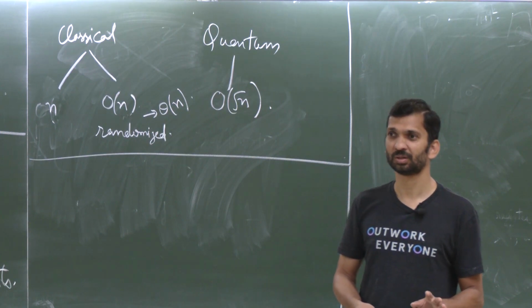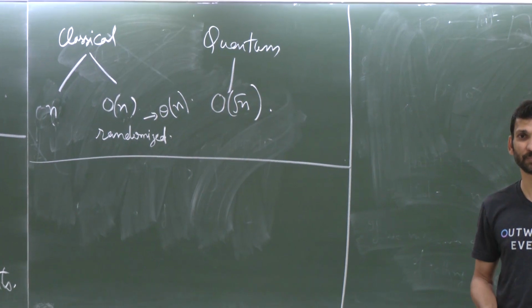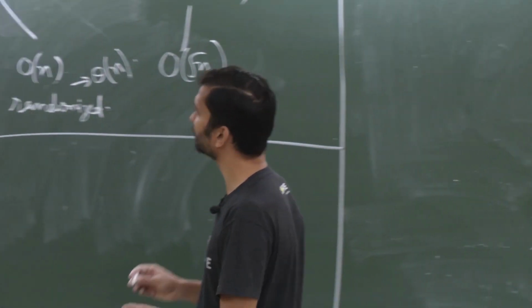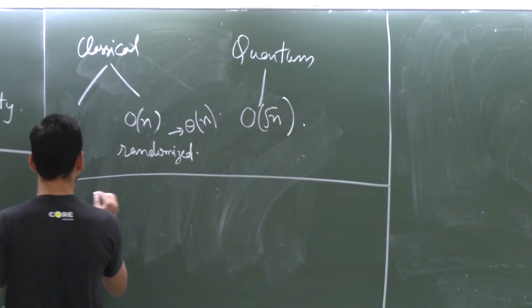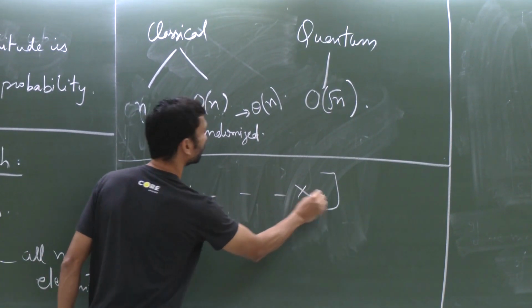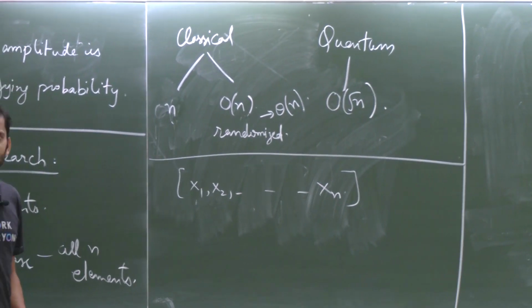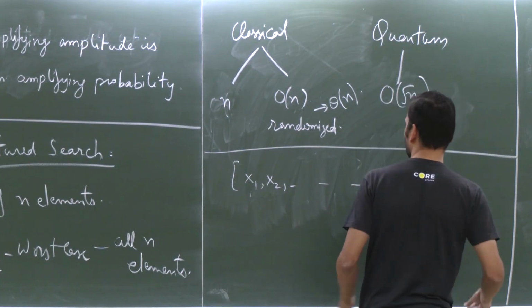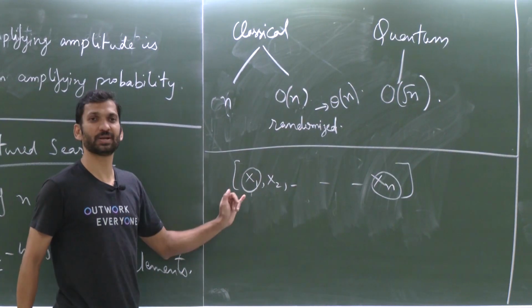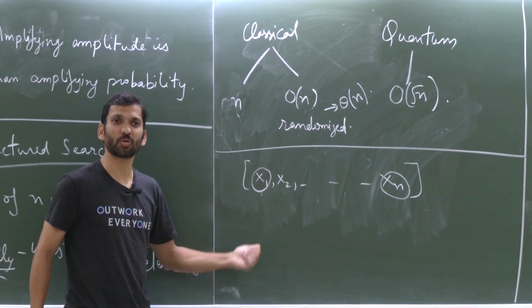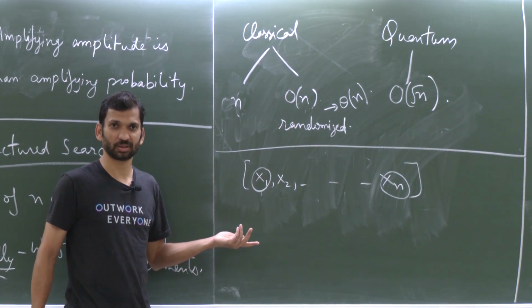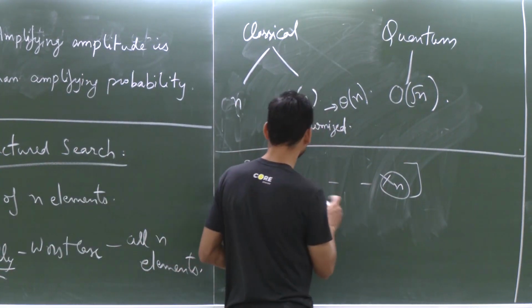Sounds good? Questions? You seem confused. Okay? So the classical algorithm, you have a list, x1, x2, xn, right? Some of the elements are special. Let's say 2 elements are special. If I pick a random element, what is the probability that I get that special element? 2 by n. Correct?